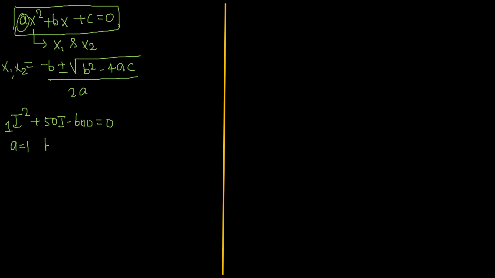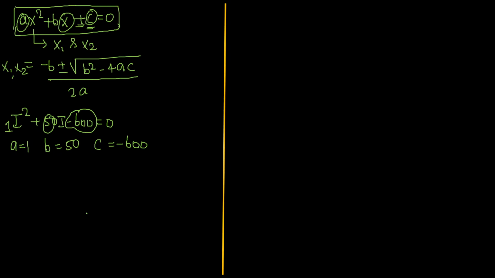A equal to 1. What is the value of b here? If you take b, that is the coefficient of x, the second term. Here the value of b is 50. Then c equal to, what is the value of c? That is the last term. I am putting plus here, plus c. So if you consider plus, then the total value of c will be considered as minus 600.